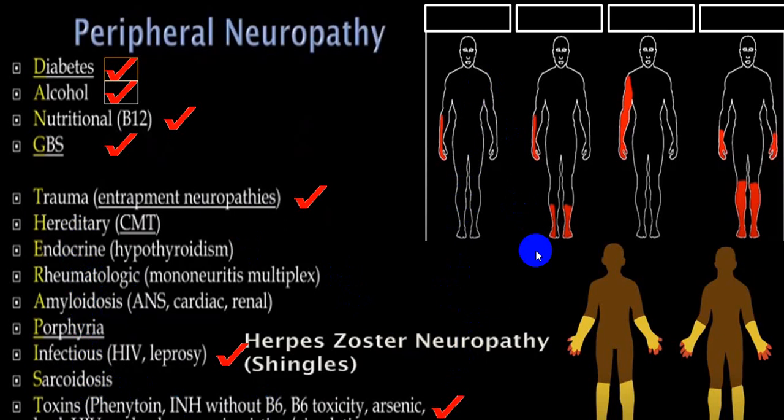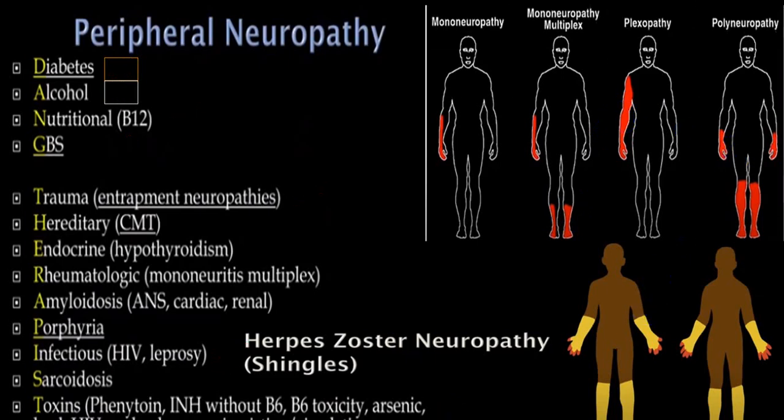This I've already shown you before, that this is classically what we call a mononeuropathy. This is mononeuritis multiplex. This is radiculopathy. This is polyneuropathy. This is again polyneuropathy. I've already shown you that before.